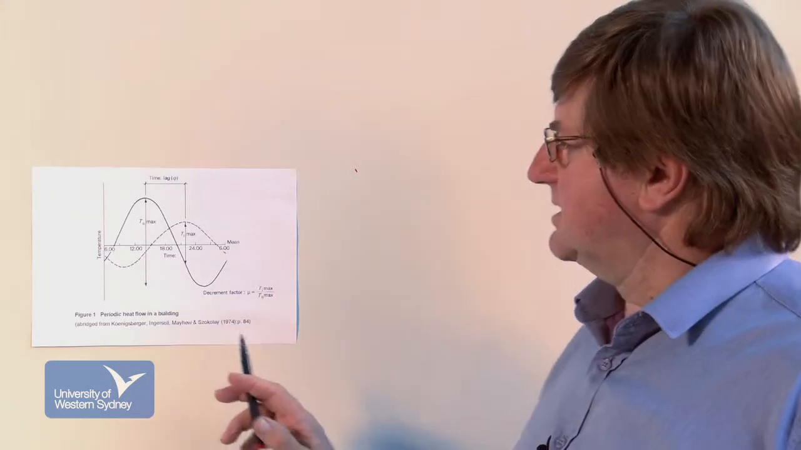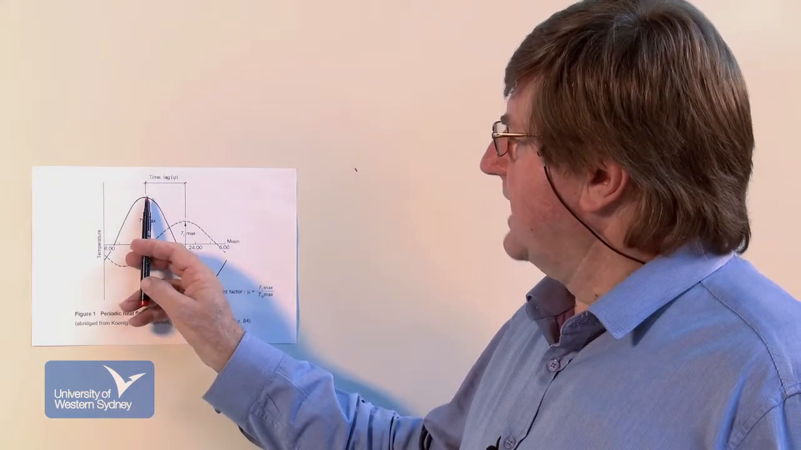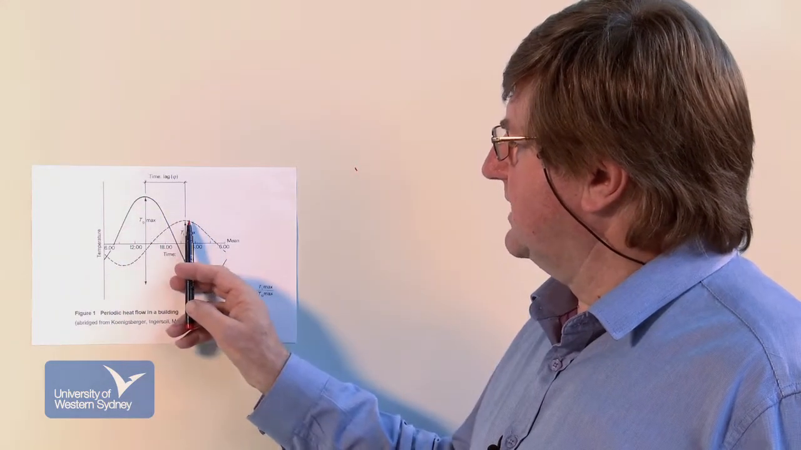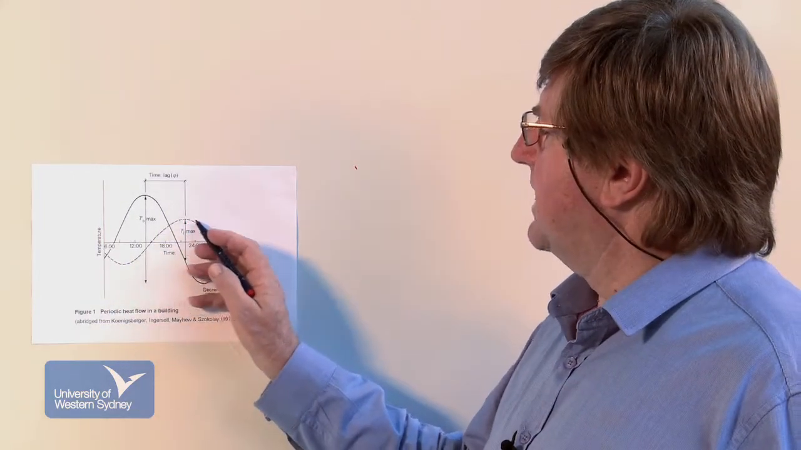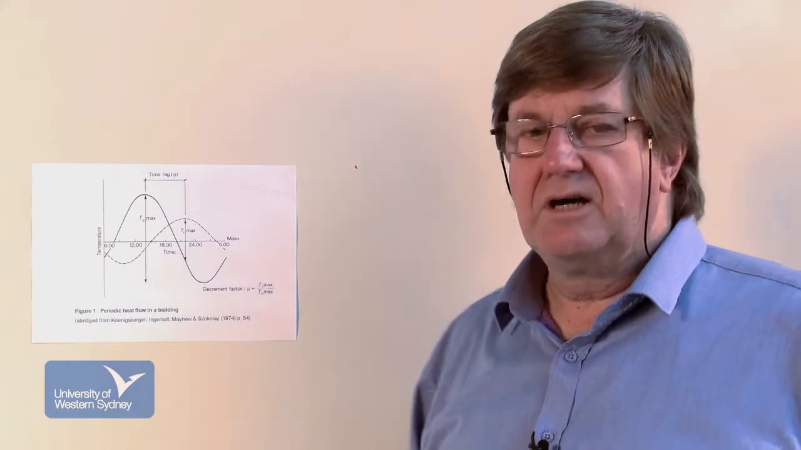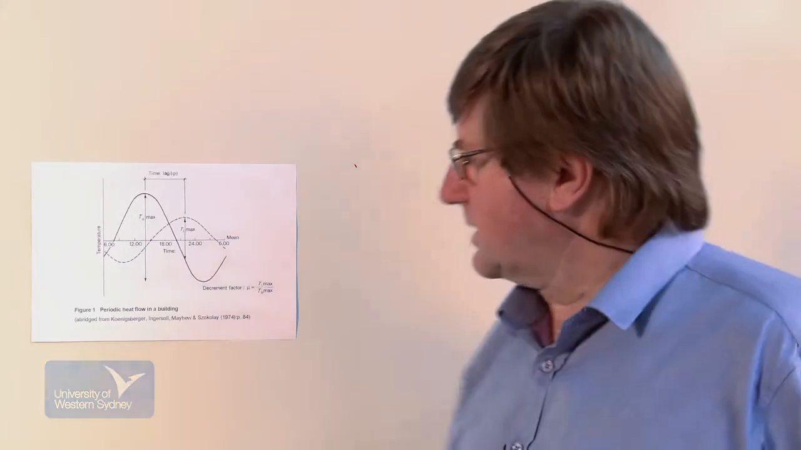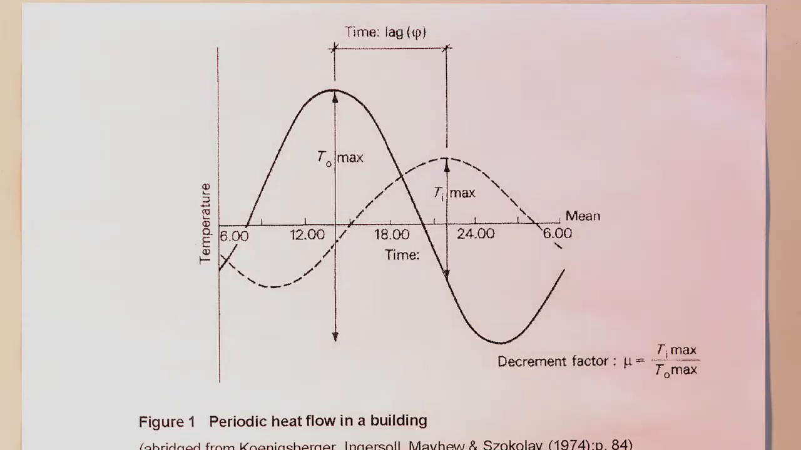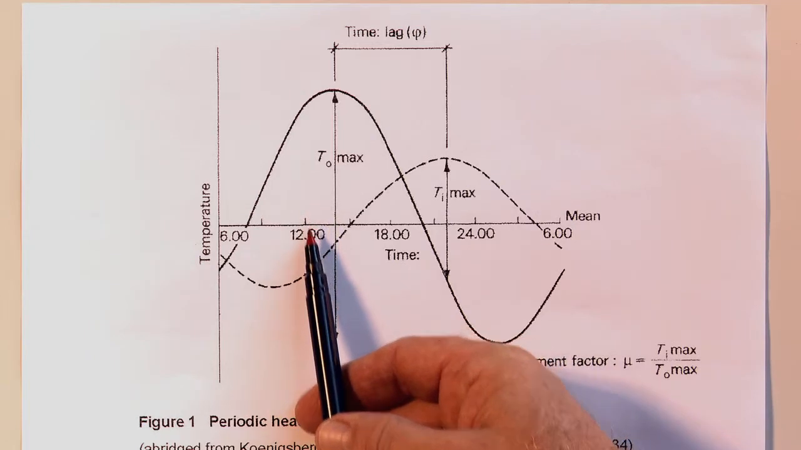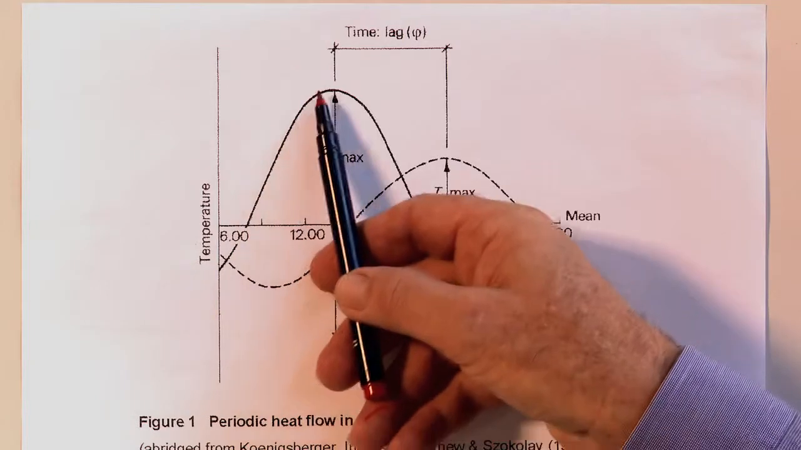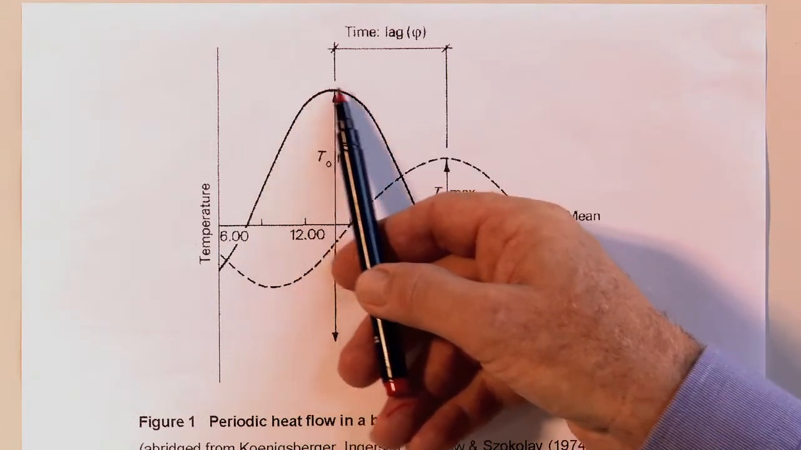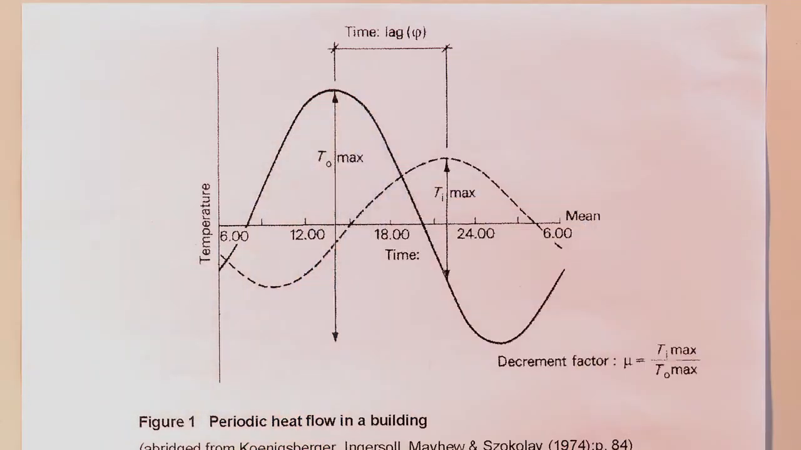How long does the heat take to travel from the outside to the inside? On this dashed line, we have the internal air temperature on the internal skin of that composition wall. At the middle of the day, the outside air temperature is rising. So here we have 12 o'clock. The outside temperature on the brick wall might not reach its peak till, say, 2 o'clock in the afternoon.